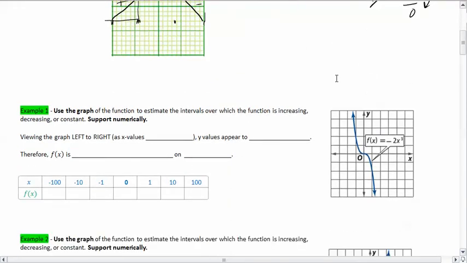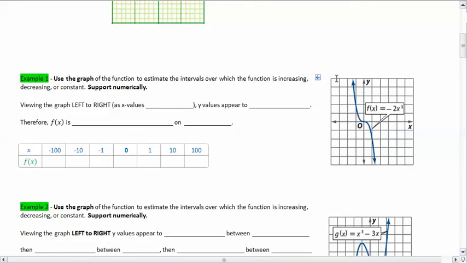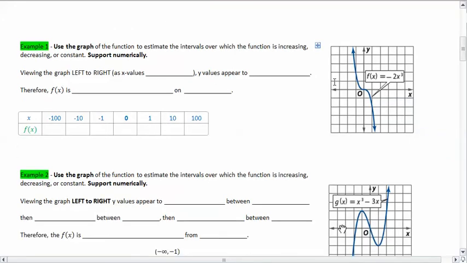Let's look at an example. It says, use the graph of the function to estimate the intervals over which the function is increasing, decreasing, or constant. Support numerically. So if we look at this function, we start really, really high, infinity, and then as we move to the right, in the positive x direction, it looks like we get smaller and smaller, continually decreasing our values.